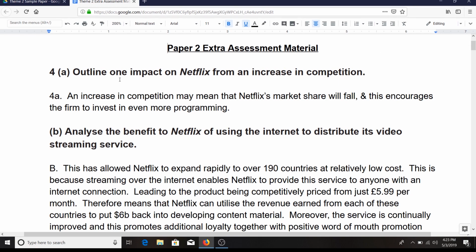So we've got 4A, outline one impact on Netflix, right? We know these outline questions, they're so badly answered generally. So you've got to identify a point, okay? One impact on Netflix from an increase in competition. So it may mean that they need more product differentiation and therefore they've got to invest in even more programming. There we go, okay? So they've got to develop their own programs. It may mean alternatively that they need to be price competitive, so thus you could actually refer to the subscription charge as your application there too.